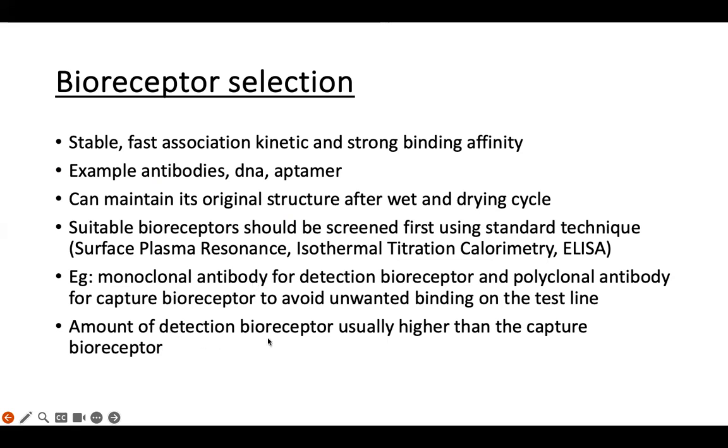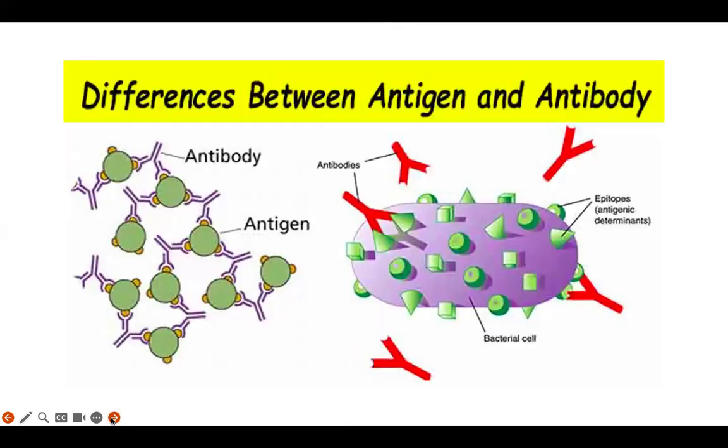The amount of detection bioreceptor, meaning the amount of bioreceptor antibody, for example, on the test line, should usually be higher than the capture bioreceptor, which is on the conjugate pad. That is based on the tutorial paper. However, it has to be characterized first. This one I will just skip, because I assume that you already know what is antigen and what is antibody.